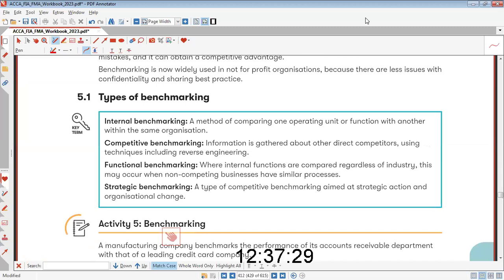So we have types of benchmarking. We have internal, a method of comparing one operating unit or function with another. We have competitive, where information is gathered about other competitors using techniques including reverse engineering. That's what Airtel and MTN are doing. That's what China used to do. Whatever technology you have, they will reverse engineer it and see, can we create a version of our own?